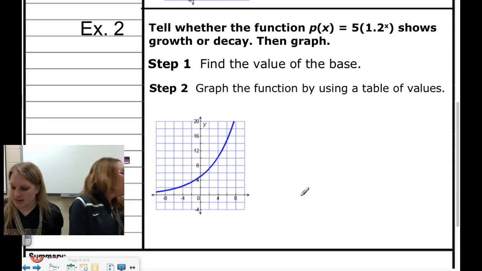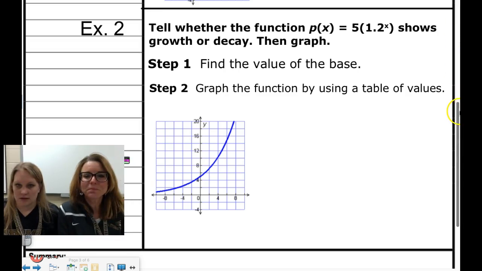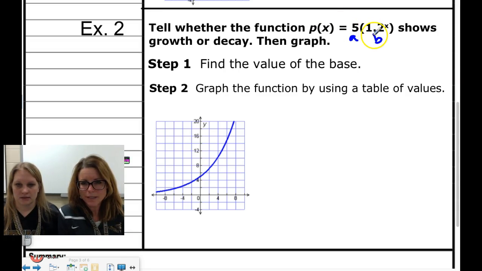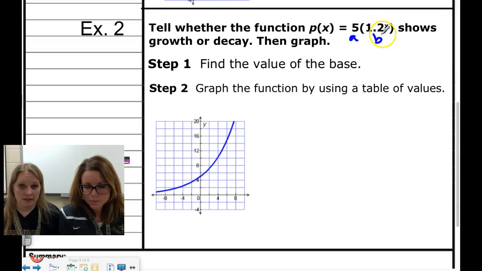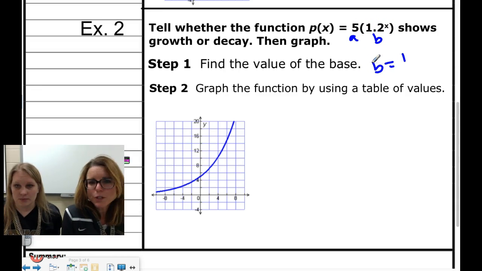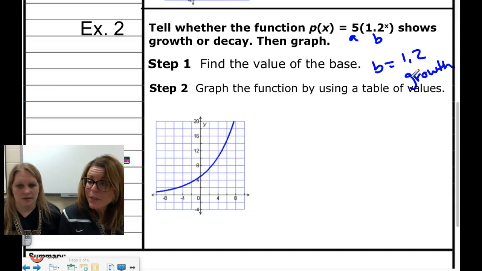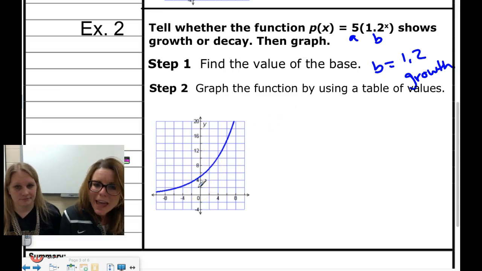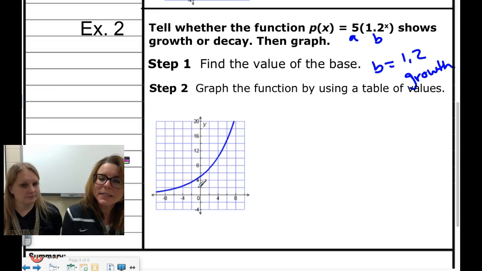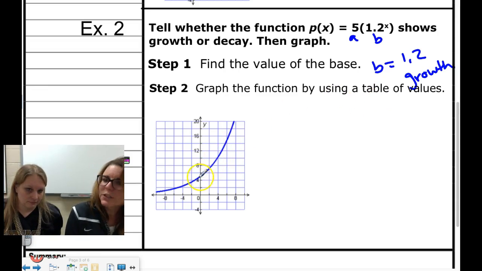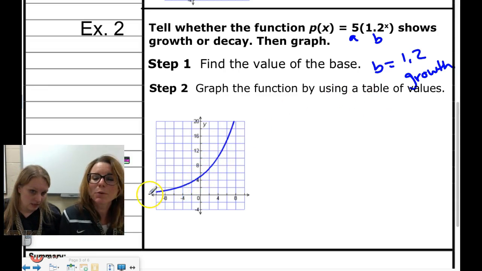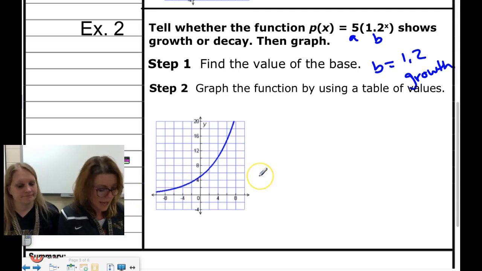So it says find the base. So this is my A. Yep. This is my B. Right, it's bigger than 1. So we should write B equals 1.2. Bigger than 1, so it's a growth. Awesome. And again, that's the graph. We graphed it. So again, this time, as x is getting smaller and smaller and smaller, y is approaching the line y equals 0, which is the asymptote.